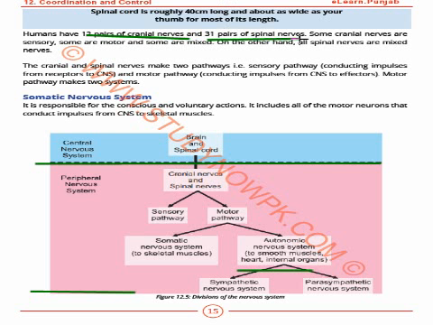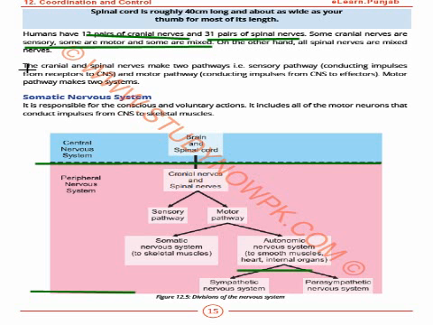So some of the nerves originate from the brain and some of them originate from the spinal cord. Some cranial nerves are sensory, some are motor, and some are mixed. On the other hand, all spinal nerves are mixed nerves. All spinal nerves are mixed nerves. But some of the cranial nerves are sensory, some are motor, and some are mixed. But the spinal nerves, all of them are mixed.